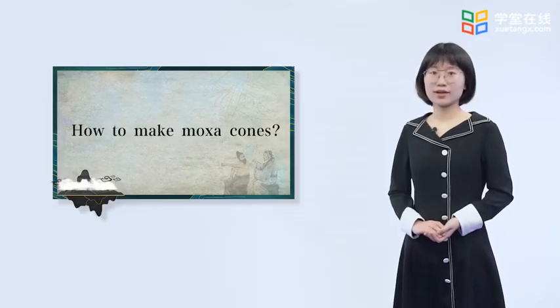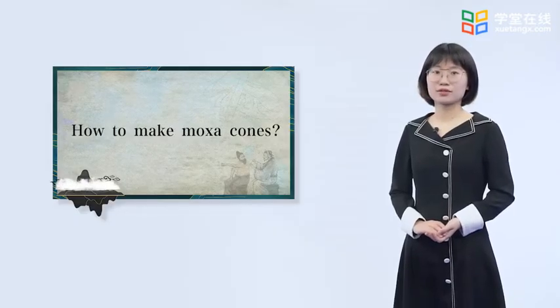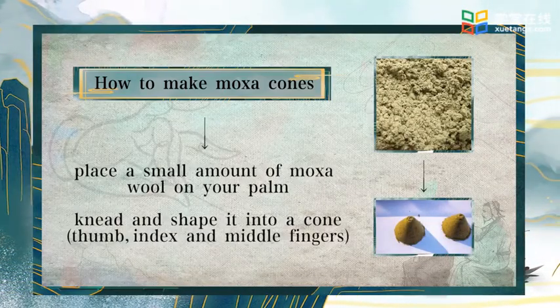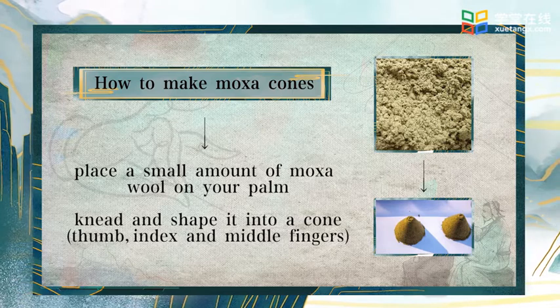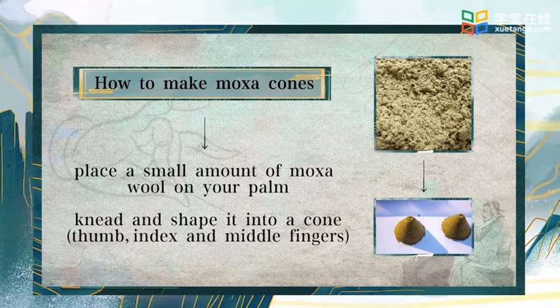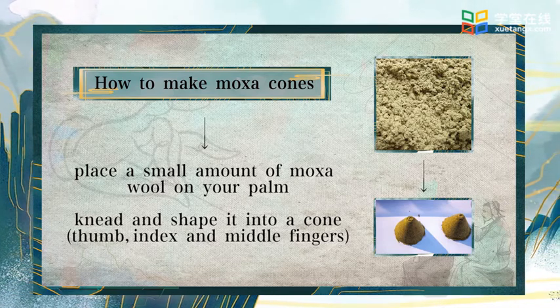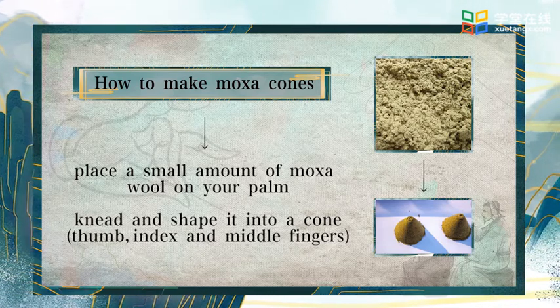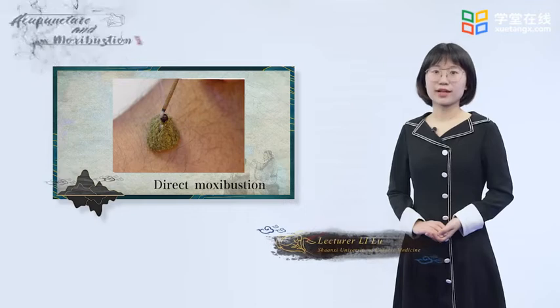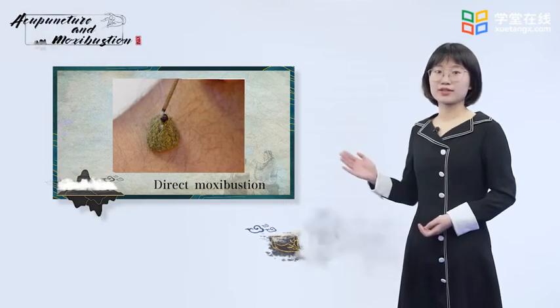So here is a question: how to make a moxa cone? First, we can place a small amount of moxa wool on your palm, and then use the thumb, index, and middle finger to knead and shape the moxa wool into a cone, like this one. If we put one moxa cone directly on the skin surface and then use a lighter to ignite the moxa cone, this method is called direct moxibustion.